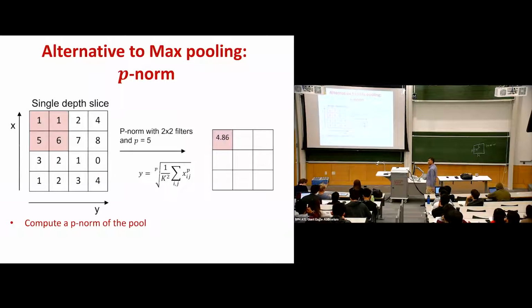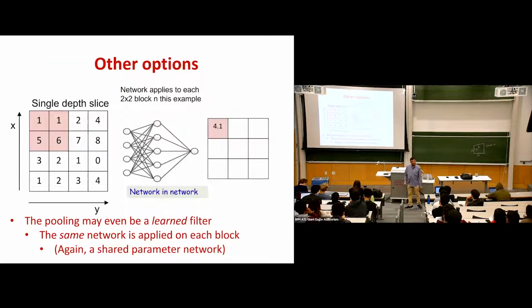But then you can have other kinds of pooling. You can have a p-norm, which is some generalization of the mean, right? Or you can even have a little neural network which decides what is the best thing to compute from this collection of values, in which case this becomes a learnable operation by itself.